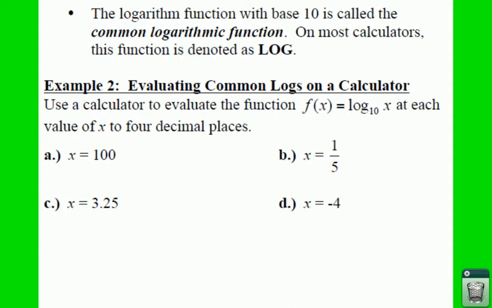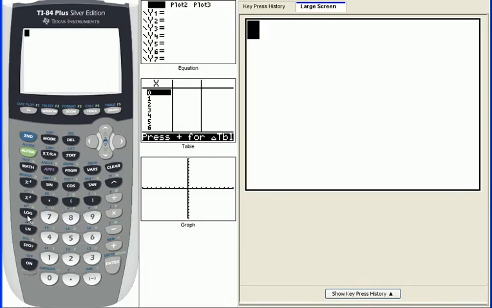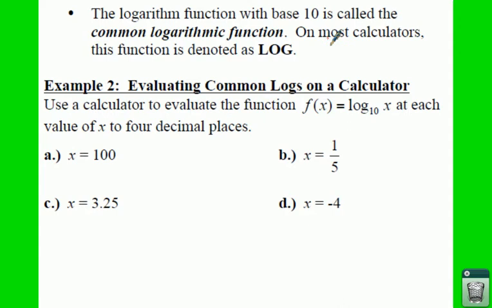Here for example 2, we're going to be dealing with common logs, and common logs are what you see on your calculator. When you look at your calculator and you see this log button right here, that is a common log. Common logs have only a base of 10. So if you have a base of 10, that means you have a common log. If you have a base of 5 or base of 6, it's not a common log.